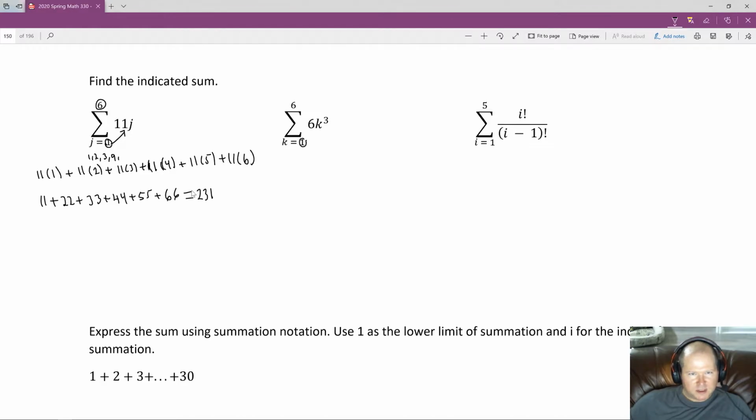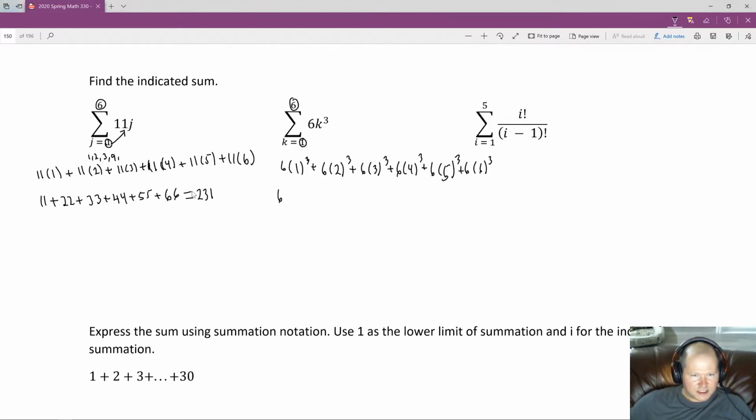You're going to start with a 1, and you're going to keep going until you get to 6. Okay, so this is going to be 6 times 1 to the third power plus 6 times 2 to the third power plus 6 times 3 to the third power plus 6 times 4 to the third power plus 6 times 5 to the third power plus 6 times 6 to the third power.